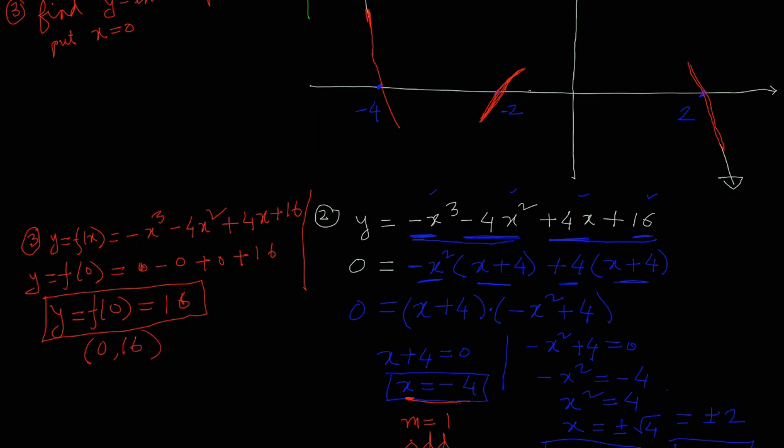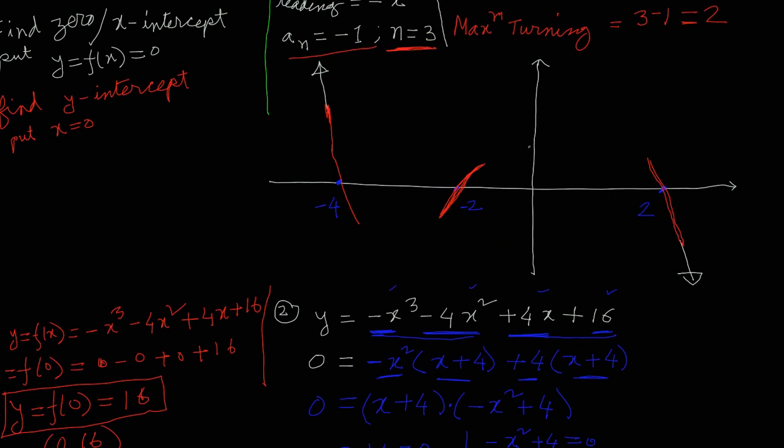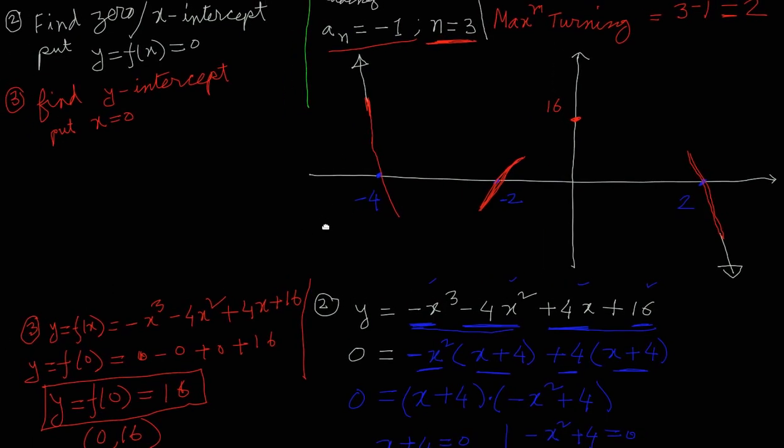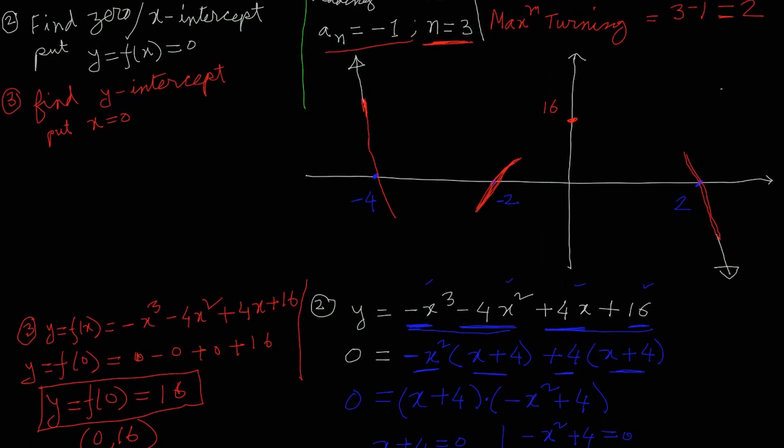So let's plot this. My y-intercept is somewhere here, so it is at 16. All right, so that's what I get. All right, now the last step is step number 4. Step number 4 is use test point method.